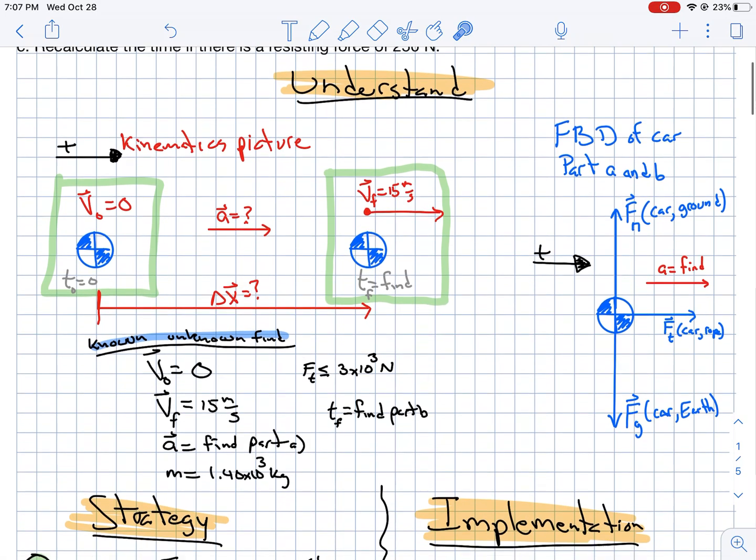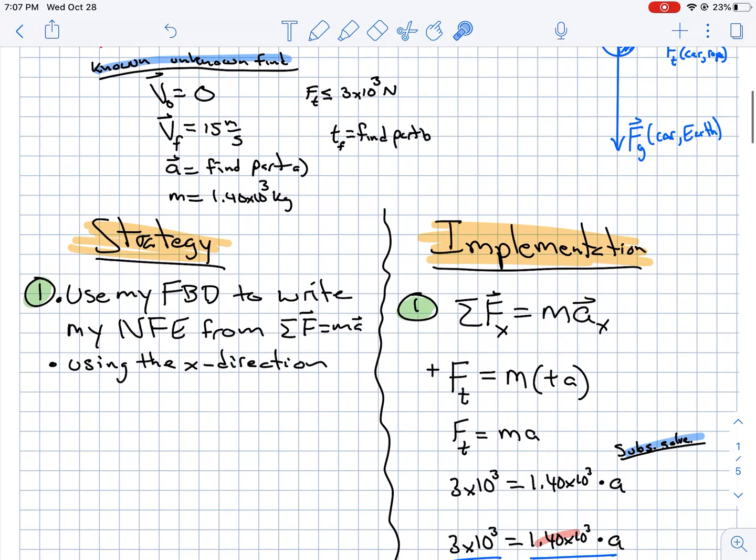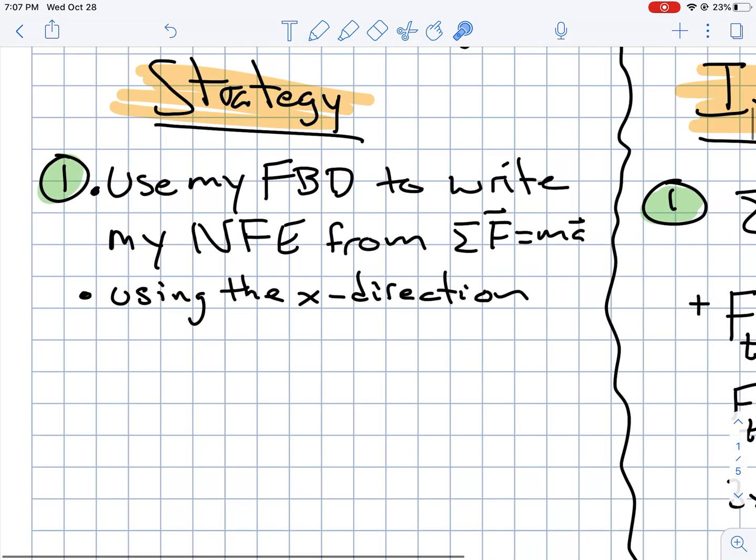All right, let's get down into strategy. So basically, this is a dynamics type problem, at least in the beginning, and that involves writing a net force equation. Okay, so I am going to write a net force equation. Of course, we start out with Newton's second law, and since the things that we're dealing with here are predominantly in the x direction, I'm going to mainly focus on the x direction of the motion.